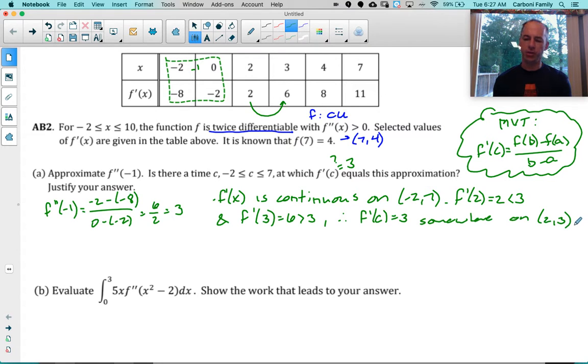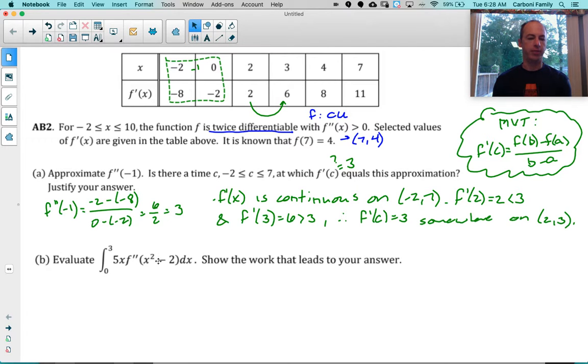And that's usually the way I first approach an intermediate value theorem, is I kind of narrow it down to a very small window. However, as I was writing this, I realized that I could have just gone on the whole interval, -2 to 7, because f prime of -2 is -8. That is less than 3. f prime of 7 is 11. That is greater than 3. And so we could have actually gone from -2 to 7 the whole time, which may have been a better idea since that was the interval they specified. Not really a big deal.